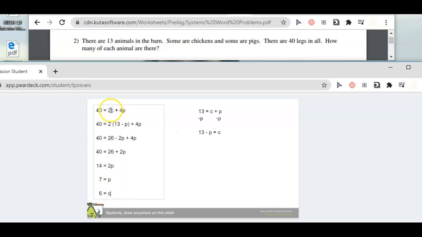So if I have 6 chickens, that's 12 legs. And if I have 7 pigs at 4 legs apiece, 7 times 4 is 28. So again, I took 6 and put it right there. 2 times 6 is 12. I took P as 7, put that right there. And so I have 12 chicken legs, 28 pig legs, and that gives me a total of 40 legs. And I know that I solved this correctly.